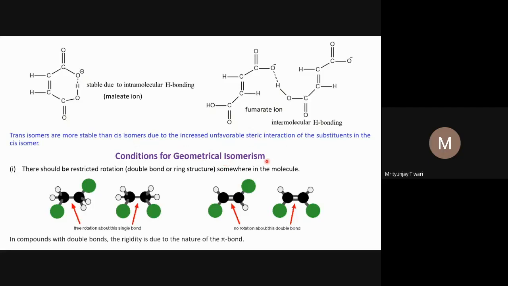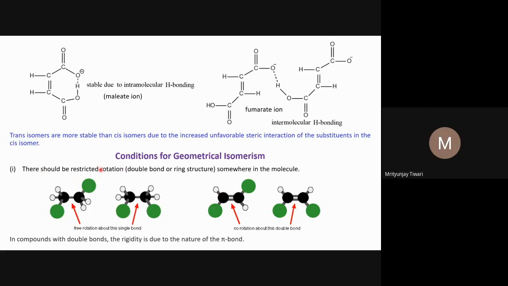What are the conditions, the things you see in a molecule from which you can immediately say that this molecule will have geometrical isomerism? These are the conditions. These conditions I have already explained briefly; we will now see them in more detail.